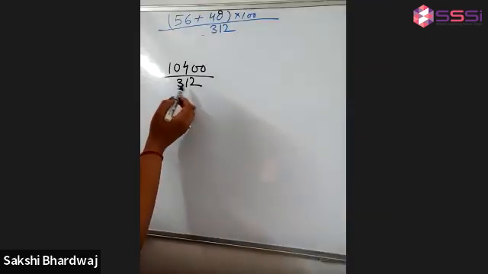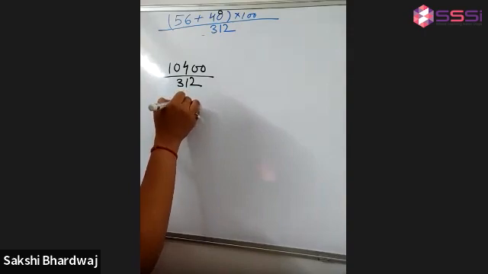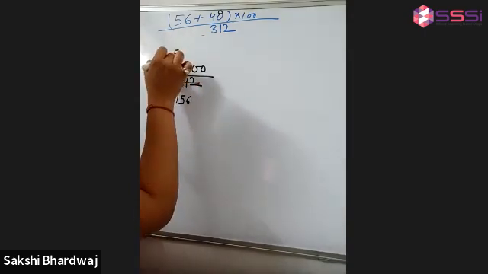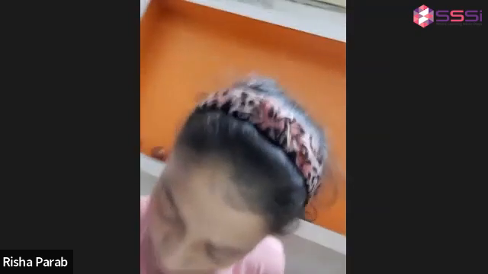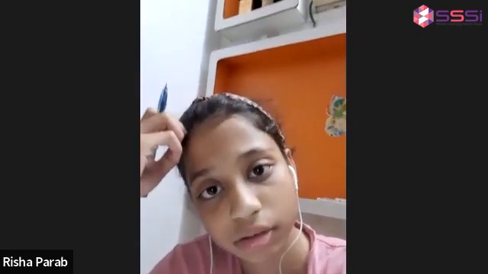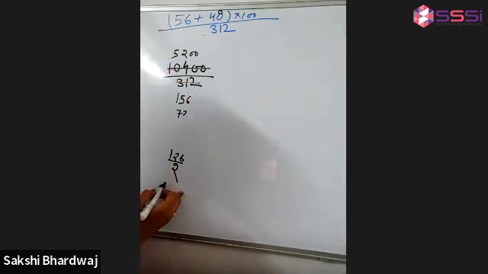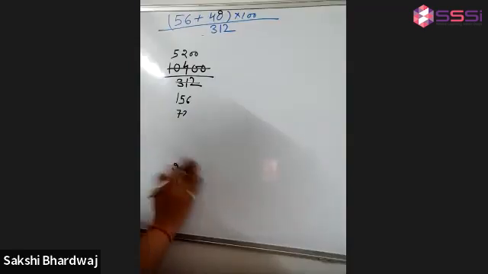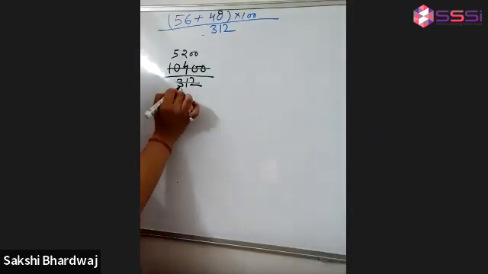3 and 3, 6. 1, 5, 6. No, ma'am, it will be 126. No, divide by 2, then 126. When we simplify by 2, then 312 will become 156. 126. Two ones are two. It will become 11 when one goes to this. Two fives are 10.